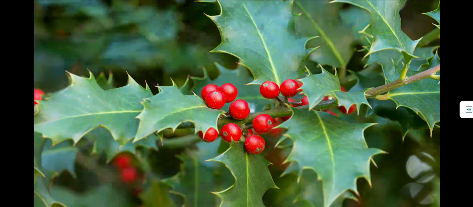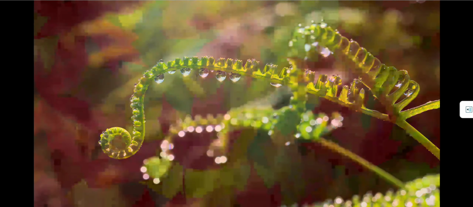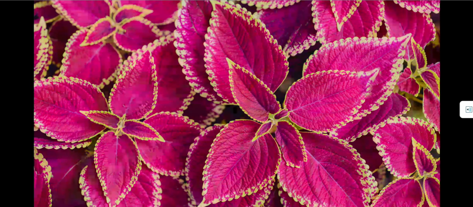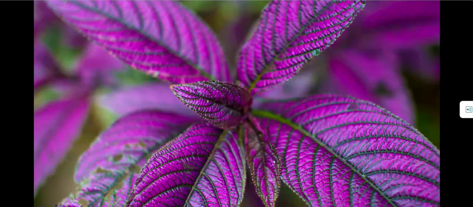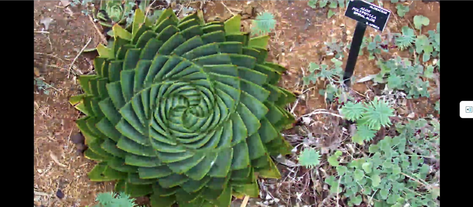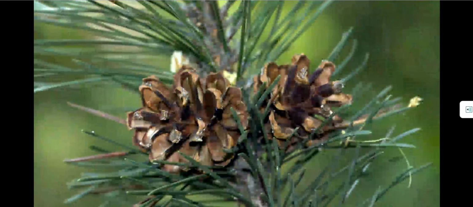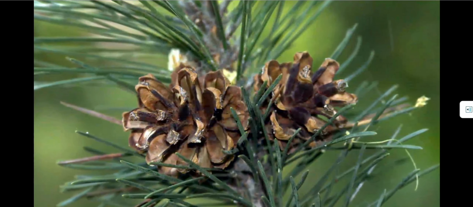Let's talk about plants' leaves. Leaves come in many different shapes, colors, and sizes. This Persian shield's leaves are purple and green. The leaves of this spiral aloe plant grow in a spiral. Did you know that the needles on a pine tree are actually leaves?